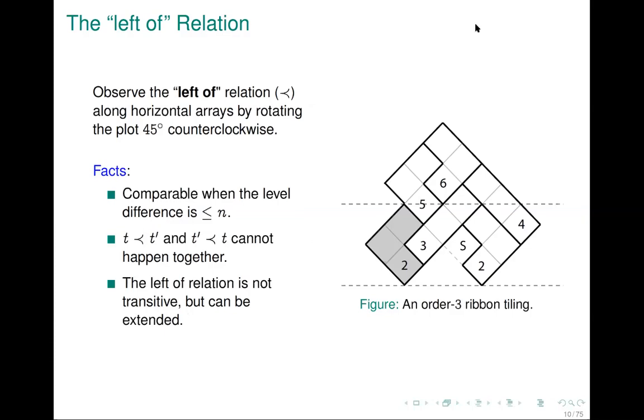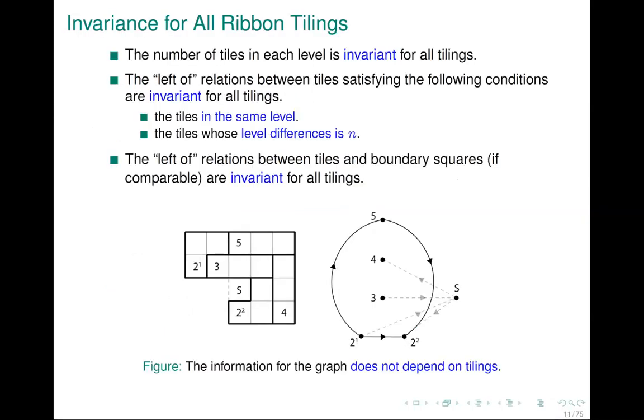All right, so on this page, there is some strong conclusion from Sheffield 2002. Basically, it talks about some invariance for all ribbon tilings. So all these properties do not depend on tilings. First of all, the number of tiles in each level is invariant for all tilings. For example, in this plot, there are 2 tiles in level 2. So it doesn't matter how you tile it.